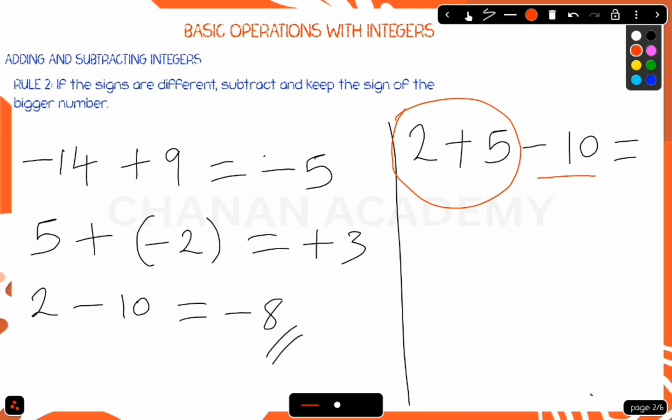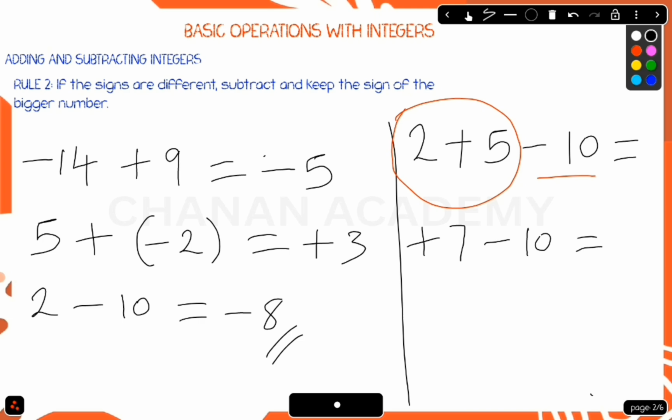So if you're going to go with that, you say the two signs are the same. 2 has positive and 5 has positive. So the signs are the same. You use rule 1, which says keep the sign. So we have positive and then add. So we are adding 5 plus 2. The answer is 7 minus 10.